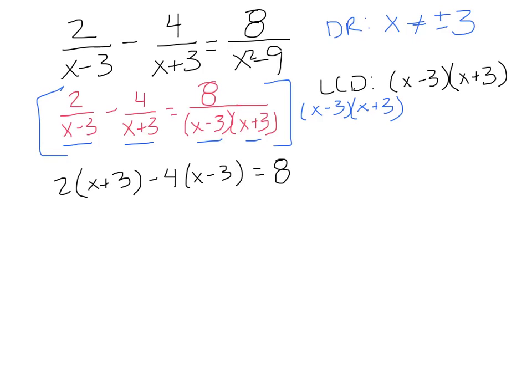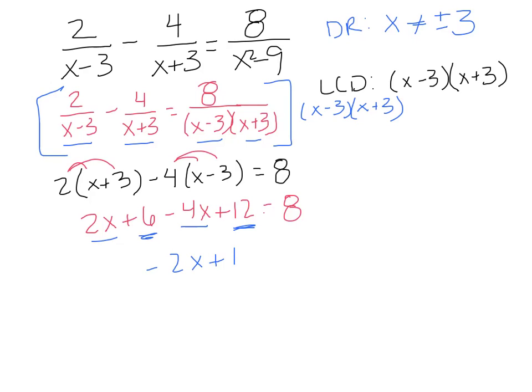So now let's do some math. We'll do some distribution to see if we can't simplify this, find what x needs to be. 2x plus 6 minus 4x plus 12 equals 8. Now we have some like terms to combine. So we end up with negative 2x plus 18 equals 8.